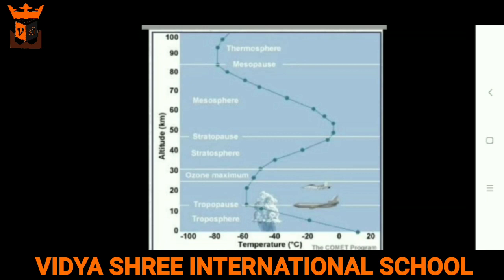Beta, our atmosphere is divided into 5 layers, as you can see in this picture, starting from the earth's surface. This is the troposphere, stratosphere, mesosphere, thermosphere and exosphere. Let's learn all of these layers one by one.